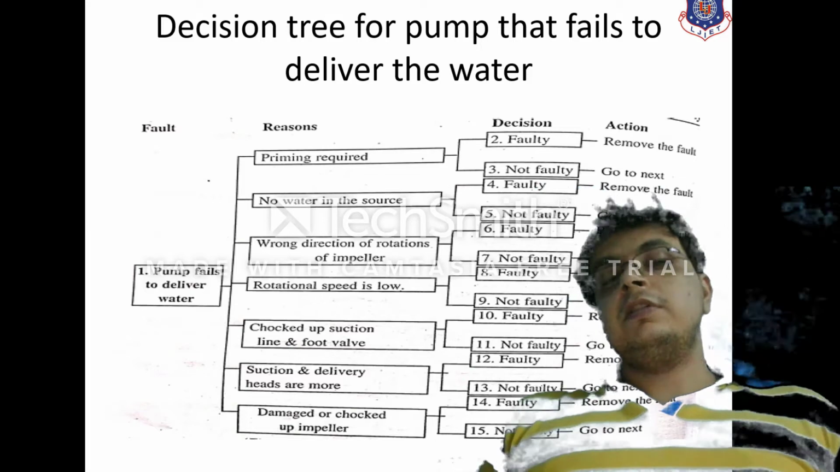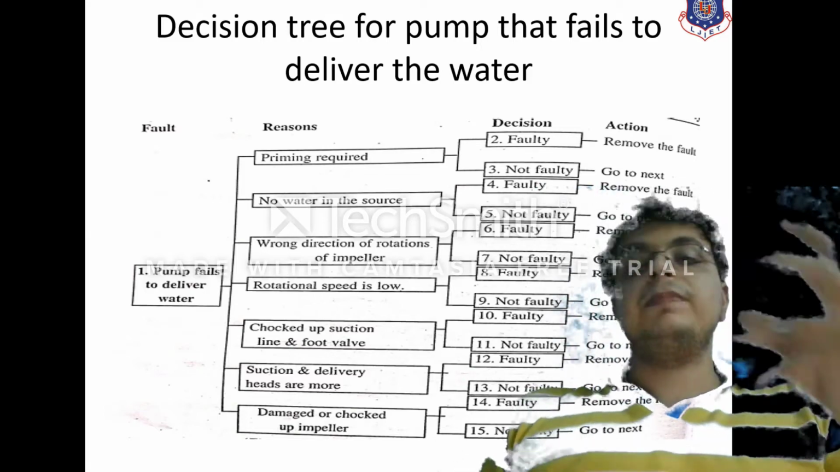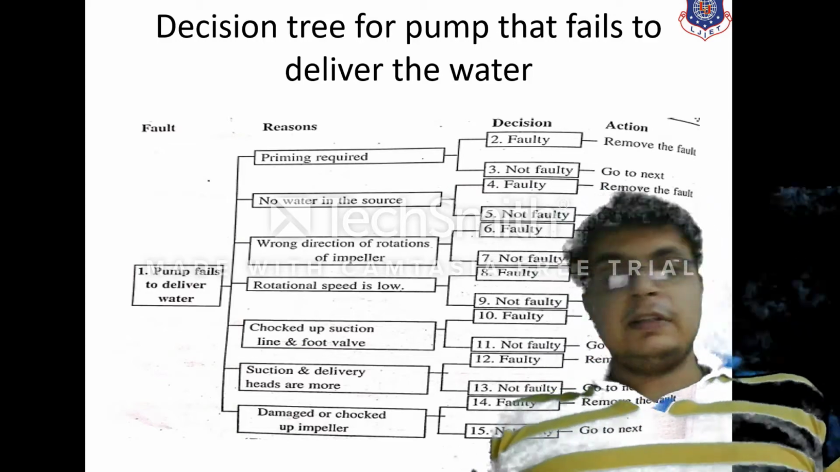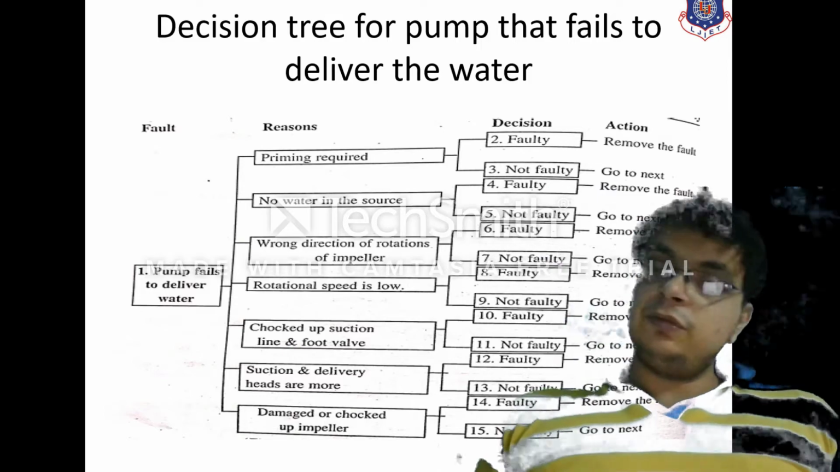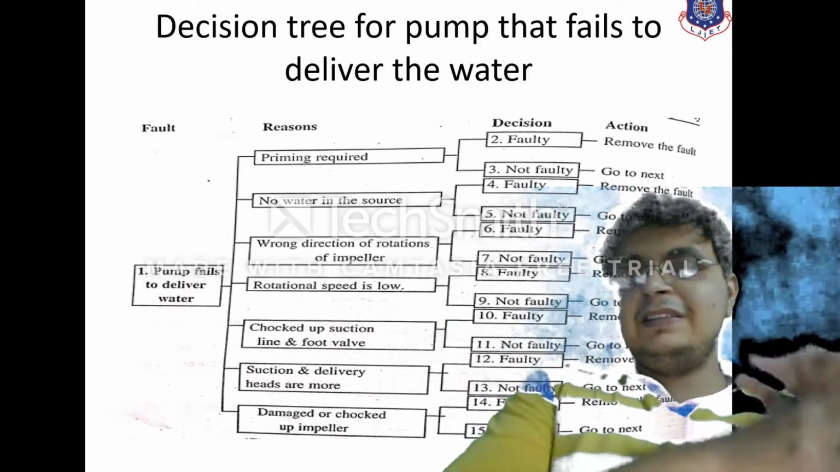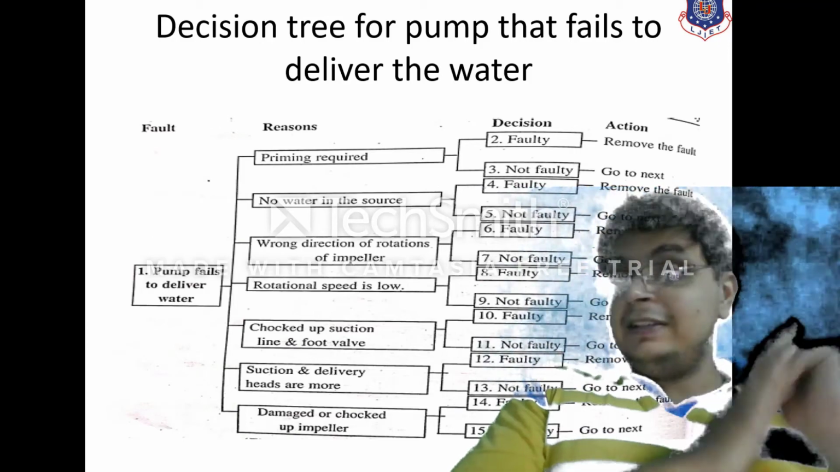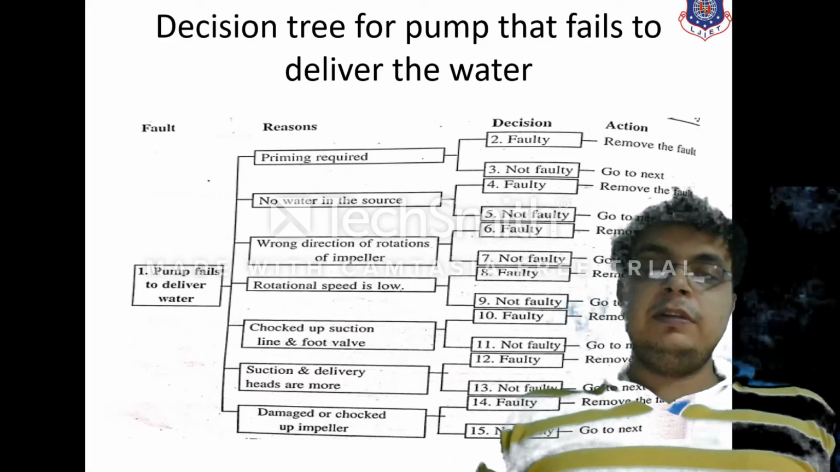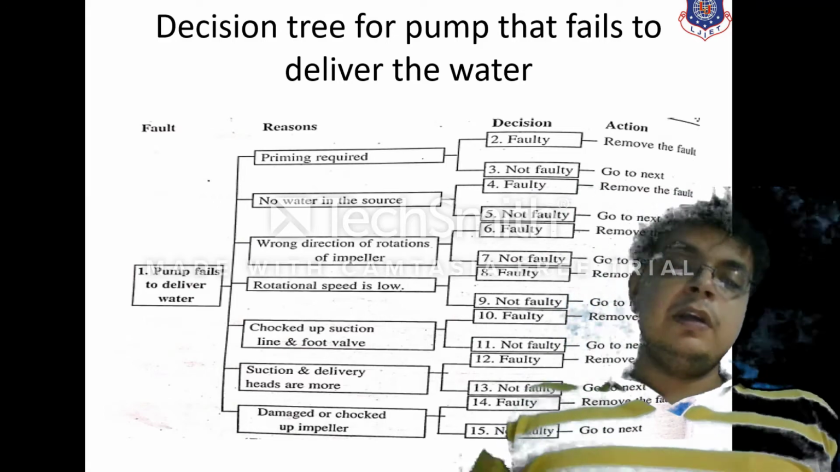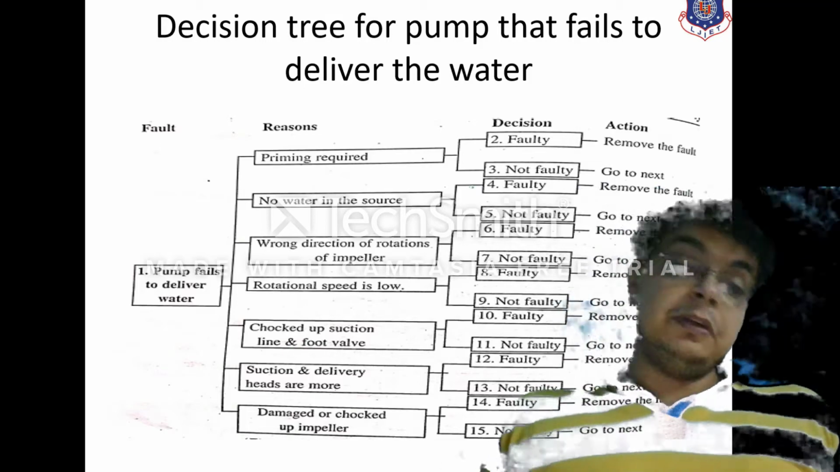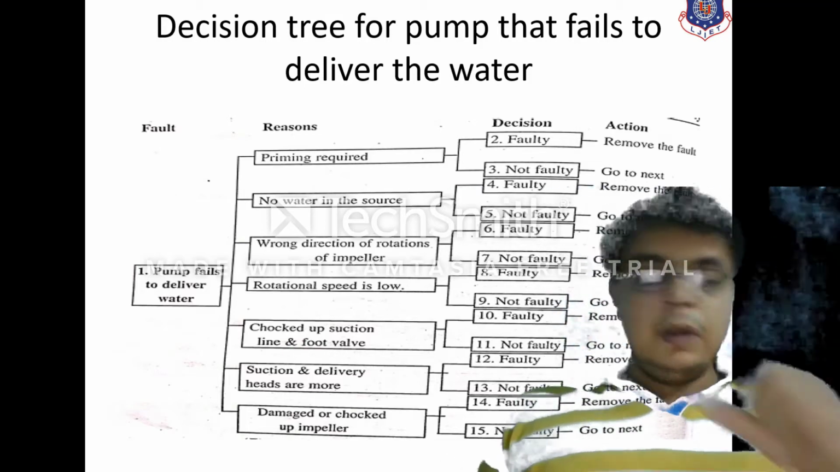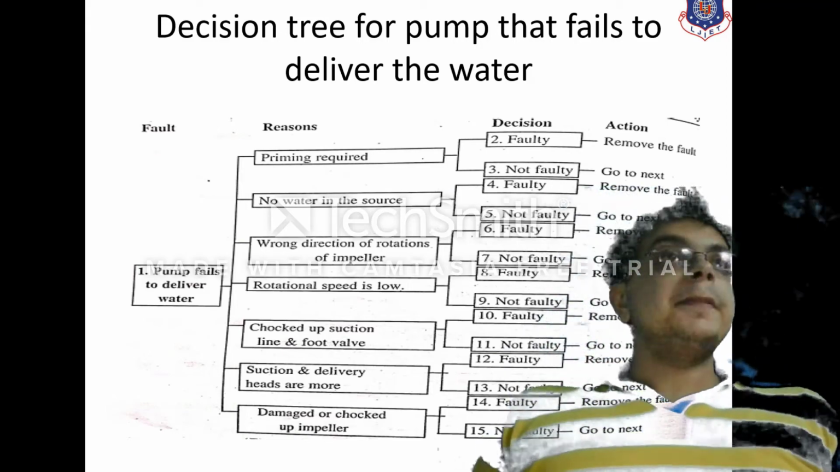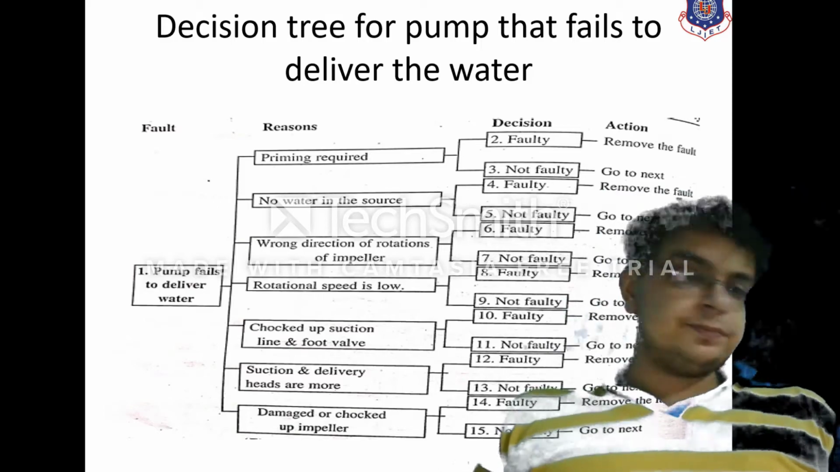the water. Then wrong direction of rotation of the impeller also causes the problem, and it is also required to be rectified. The next is choked up suction line and footwall. If the suction line and the footwall are choked, then obviously it will affect the delivery of the water. If the suction and delivery heads are more, that also causes the problem. Damaged or choked impeller is also causing the problem.